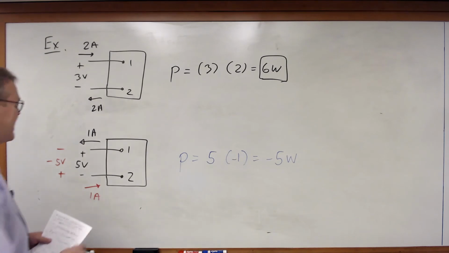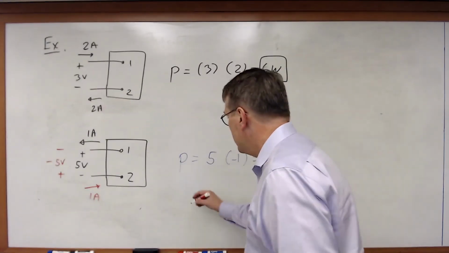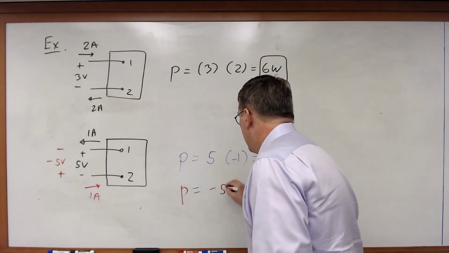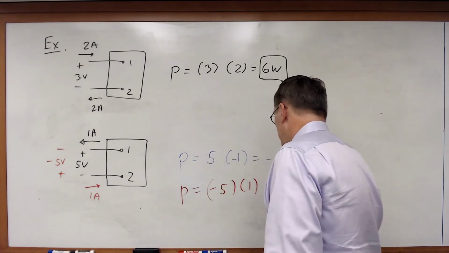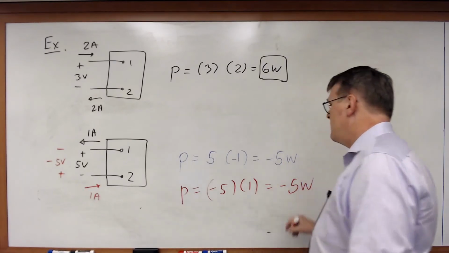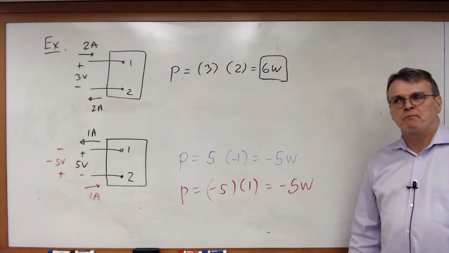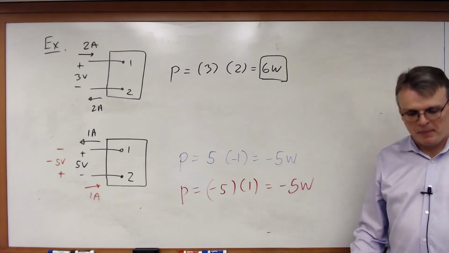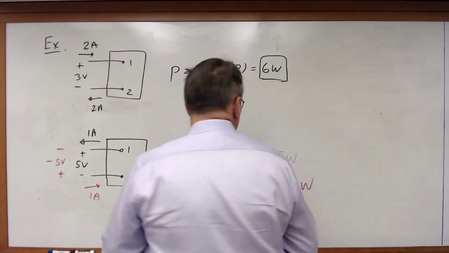And what do you know? Now it follows the PSC. In this case, P is equal to minus 5 times 1, which gives you exactly the same answer. It's still minus 5 watts. So I could have defined it either way and gotten exactly the same answer. Let's do one more example.